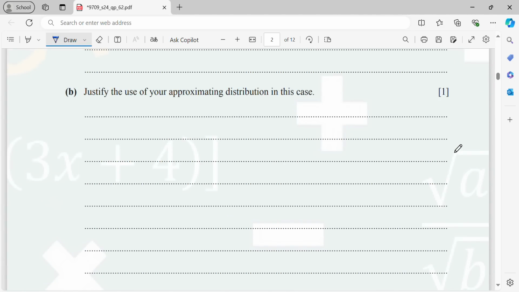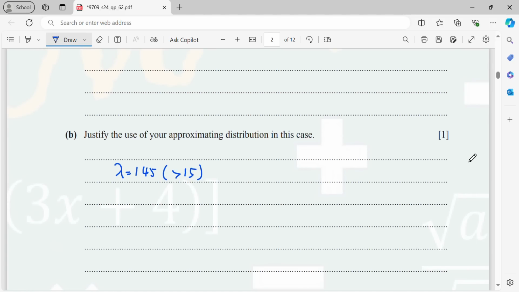Now part B: justify the use of the approximating distribution in this case. The justification is lambda equals 145, which is greater than 15. So this is the justification. Therefore, normal approximation to Poisson.